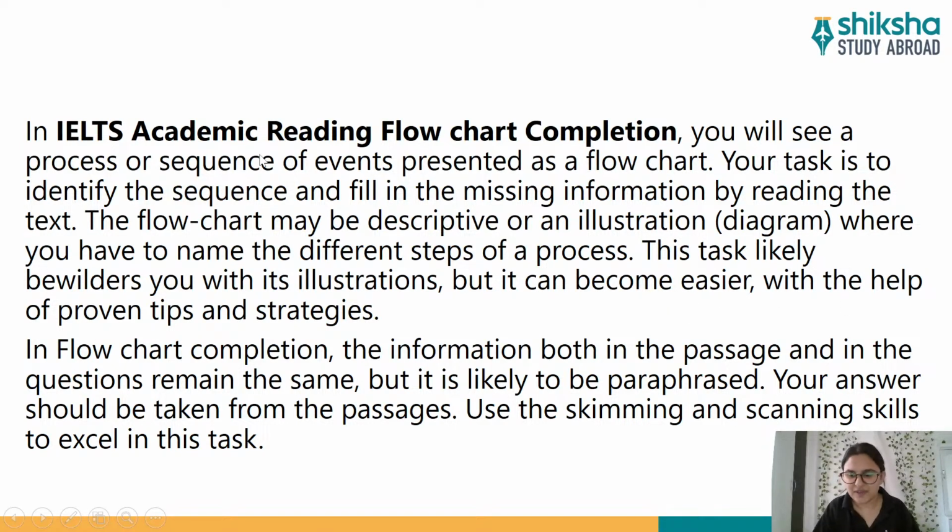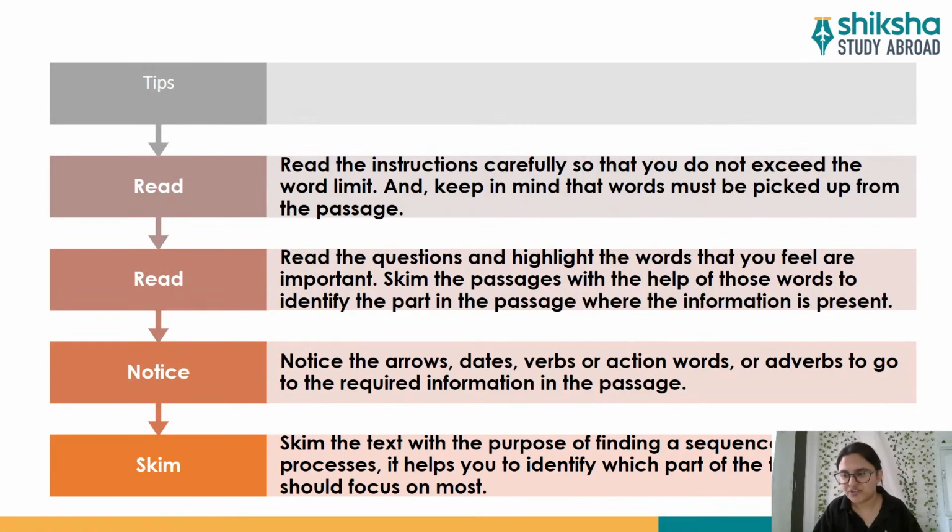This task may lightly bewilder you with its illustrations, but it can become easier with the help of proven tips and strategies. So let's see a few of the tips and strategies which you can apply to get a full 5 or 10 out of 10 in this kind of question. First, read the instructions. Again, read the questions and highlight the words that you feel are important, that is skimming and scanning. Notice the arrows, the dates, and the verbs or action words, or even the adverbs, to go to the required information in the passage. Then lastly, skim the text with the purpose of finding the sequence of events.